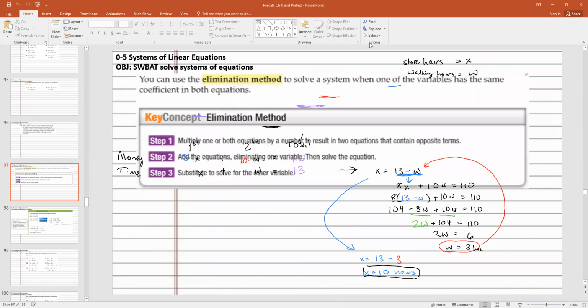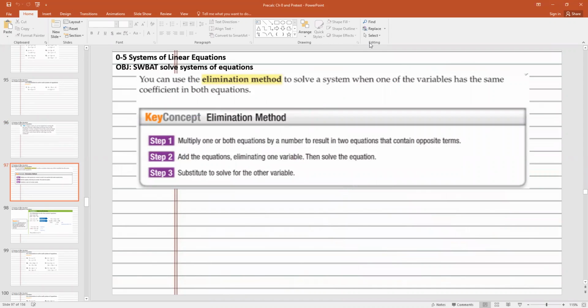All right, and now we're going to look at our third method, which is elimination. So the elimination method, you'll remember this from Algebra 1 and Algebra 2. You have to multiply one or both equations by a number to result in two equations that contain opposite terms. Then add the equations, eliminating one variable, solve the equation, and substitute to solve for the other variable. So yeah, that's pretty much it.